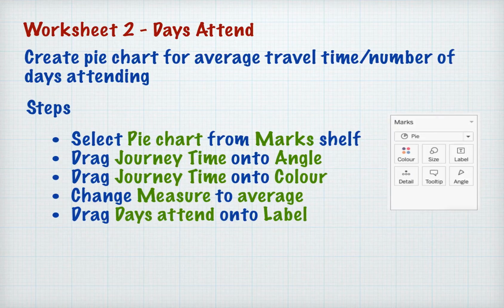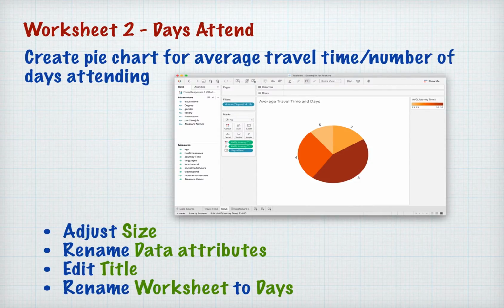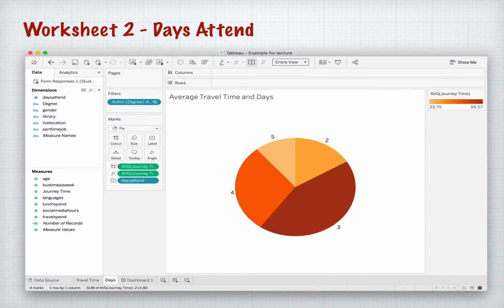These are the steps that we'll take to create the pie chart. We'll create a new worksheet, and then we'll select pie chart. We'll use the journey time, and we'll use that to change the angle and the colour. We'll be changing the measure to average, and then we'll be adding a label. Once we've done that, we'll configure it. We'll change the size, we'll change some of the names and add a title as appropriate. We'll rename the worksheet, and with a bit of luck, we'll end up with something that looks like this. So I'll switch to Tableau now, and let's create this pie chart.